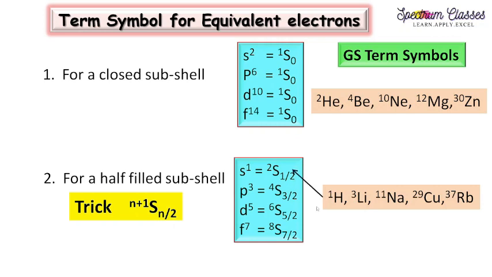I am showing you some more examples. So here we are having 7n.